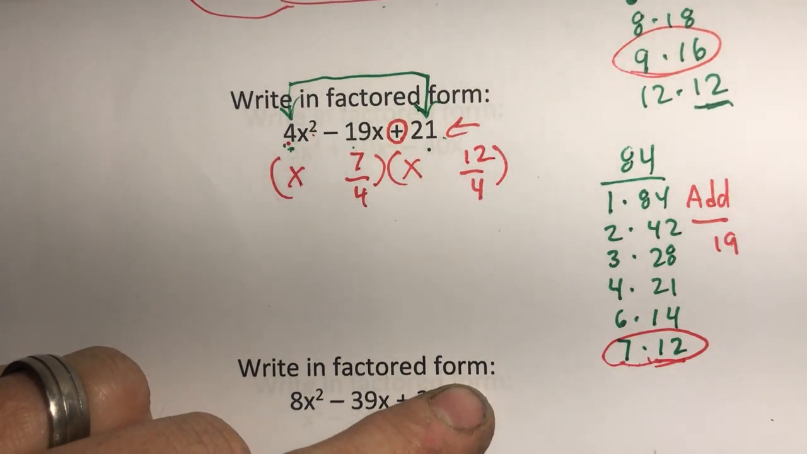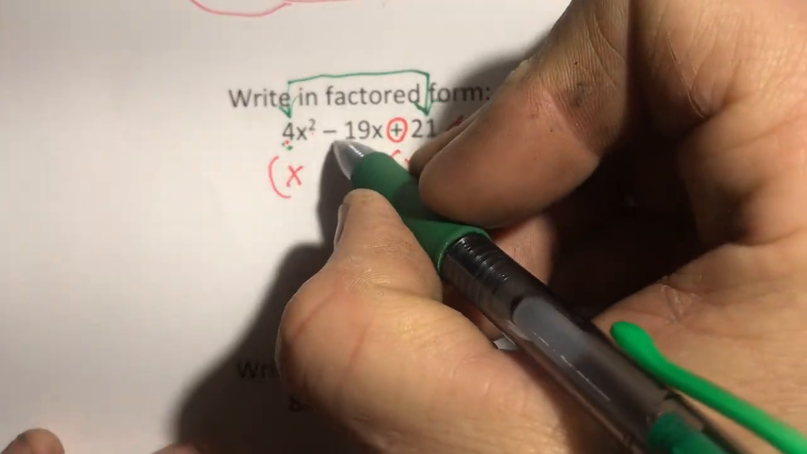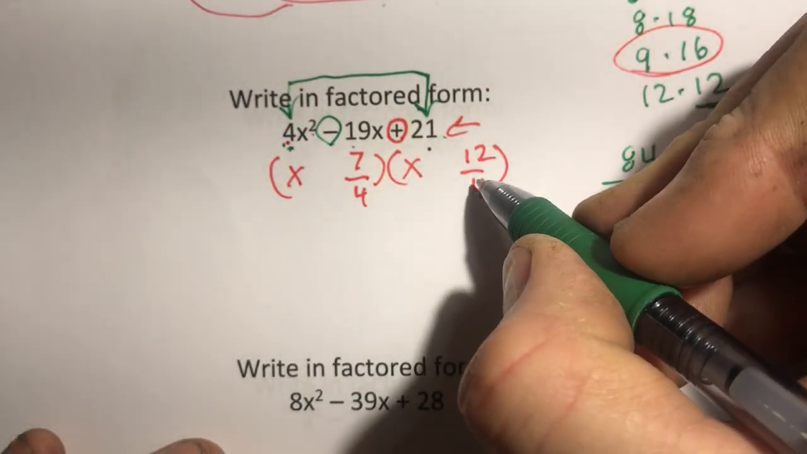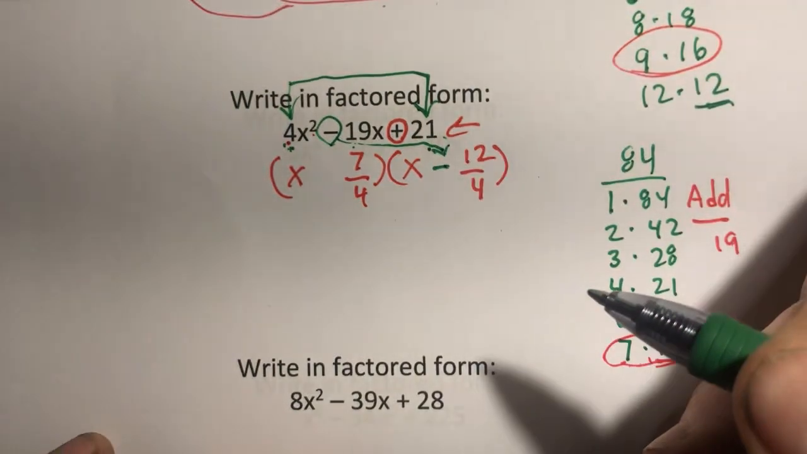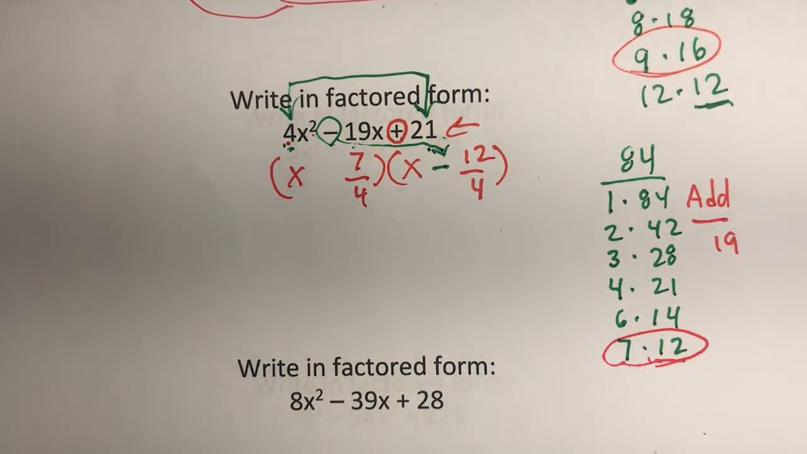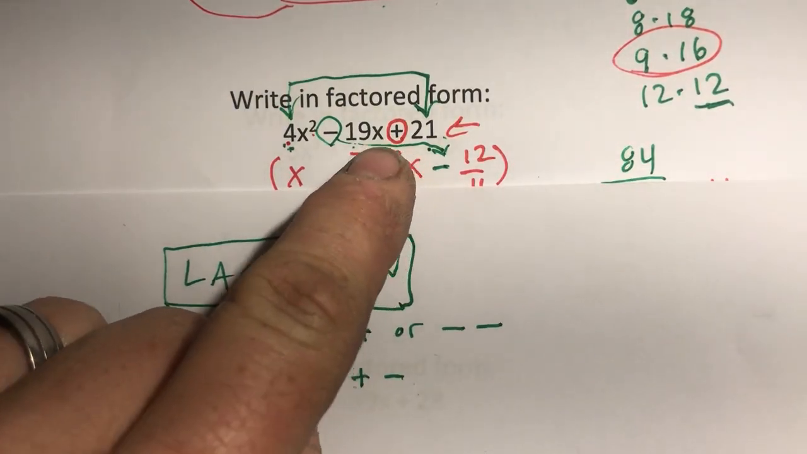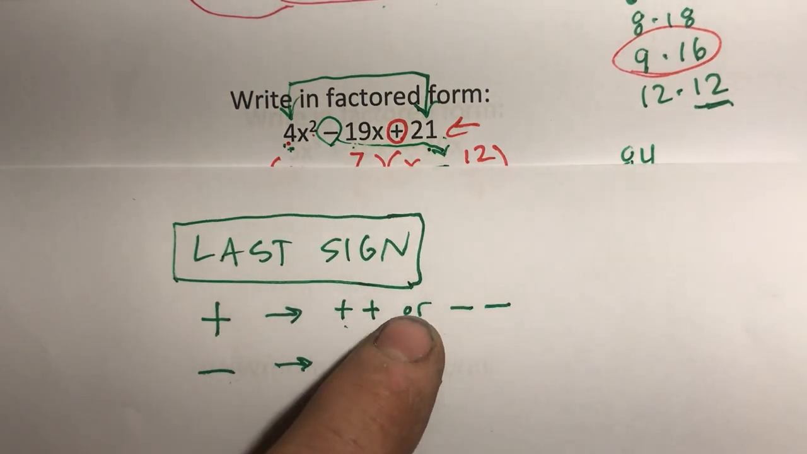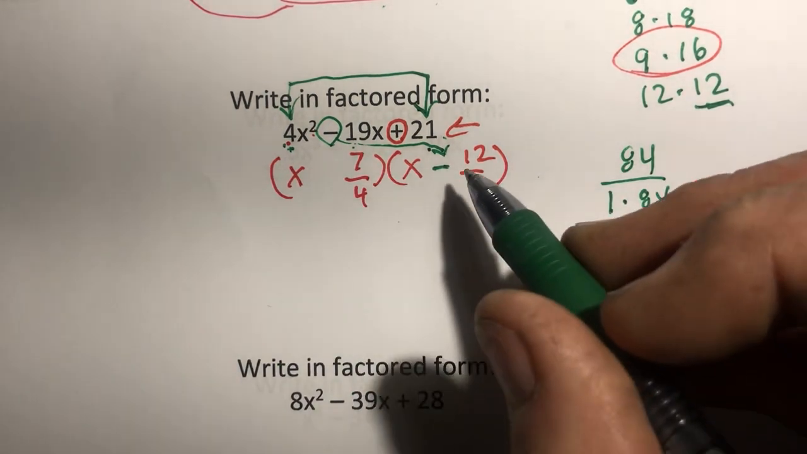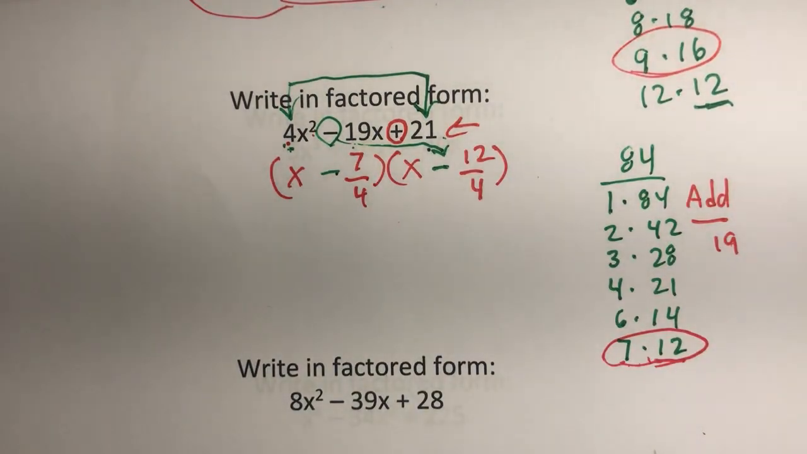Okay, now we get our signs in. Automatic: this sign right here goes to the big one, which 12 over 4 is bigger than 7 over 4, so that's going to go over here. And then my last sign, I'll go back to this. My last sign in this is positive, which means they're both positive or they're both negative. Well, this one's already negative, so they must both be negative.